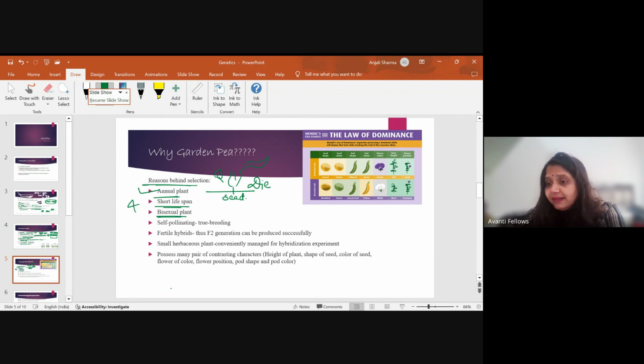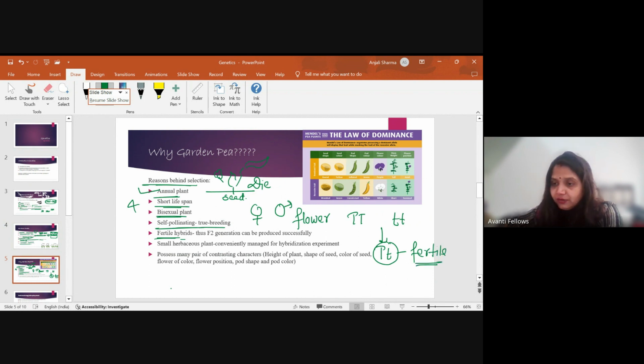Next is, it is a bisexual plant. What do you understand by bisexual plants? That means the female character and the male character both are present in that particular plant. Female flower and the male flower are both present in that particular plant only. Another is it's a self-pollinating and true breeding plant. Next is they are fertile hybrids. What was the best thing about that? That when he crossed capital T with small t, the resultant what he got was capital T small t. This one was the fertile one. Okay, that was the best contribution in his work.